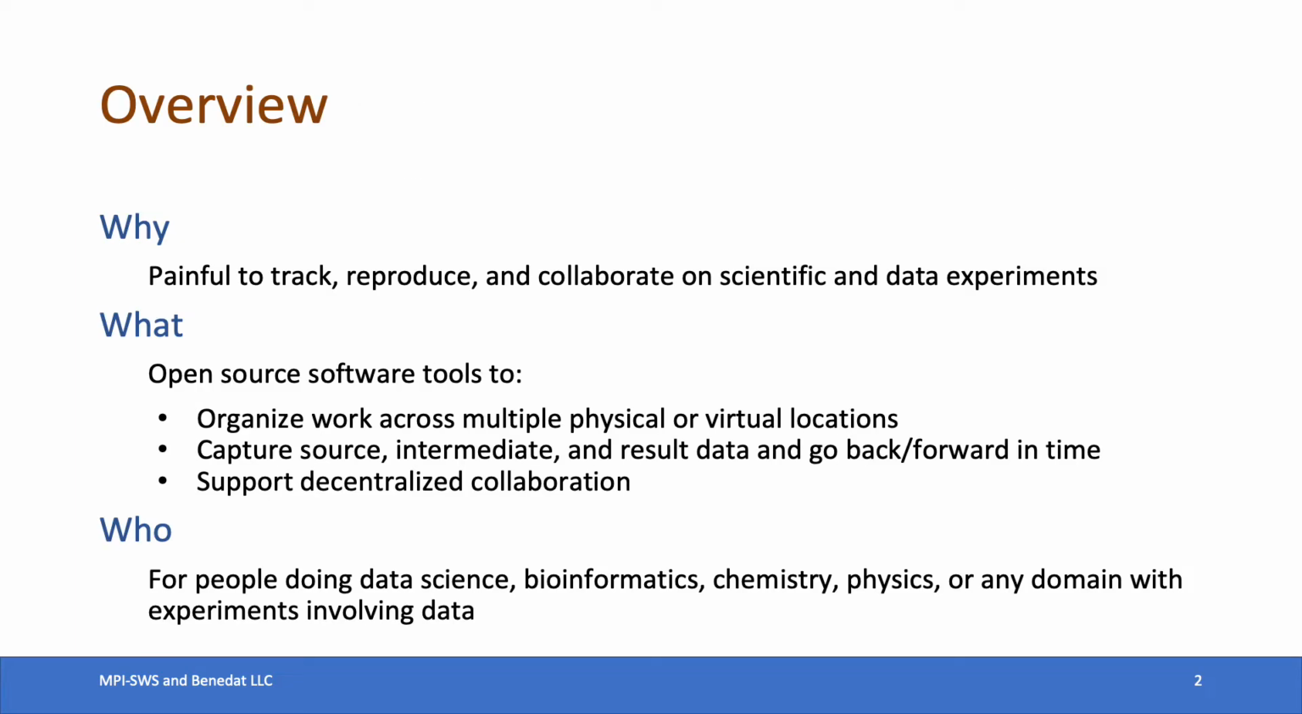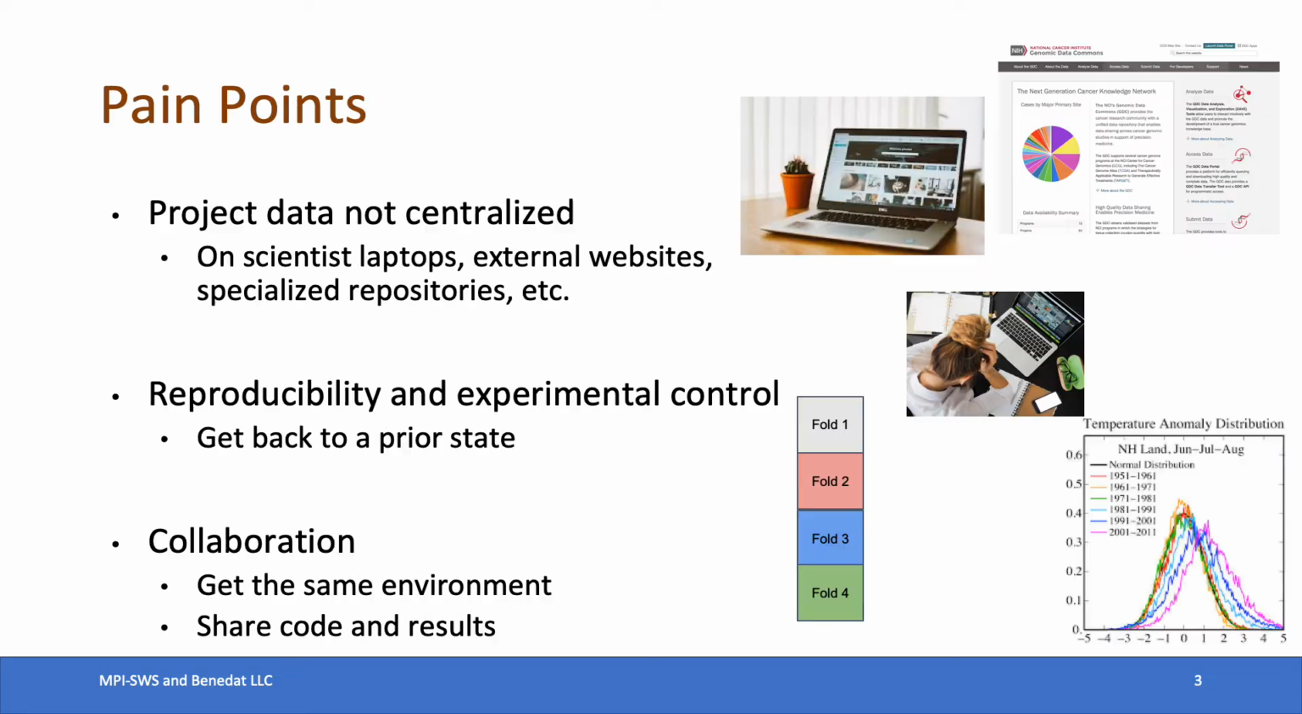The problem we're trying to solve is that it's painful to track, reproduce, and collaborate on scientific and data experiments. Data Workspaces is an open source software toolkit that's free to use, free to copy, free to modify, and it organizes your work across multiple physical and virtual locations. It can capture different kinds of data, including source, intermediate, and result data, and then go backward and forward in time with that data. It also supports decentralized collaboration. This is for anyone doing data science, bioinformatics, chemistry, physics, or any domain where you do experiments involving data and need to track those experiments.